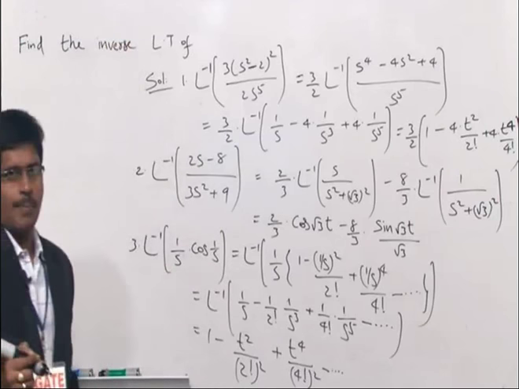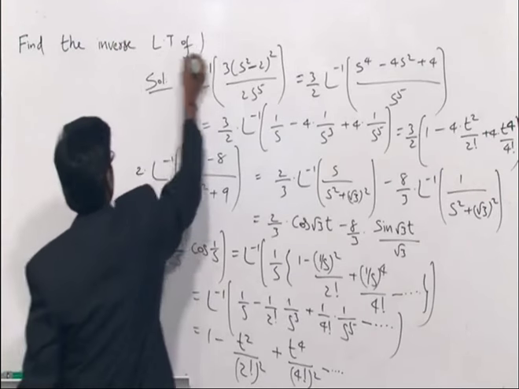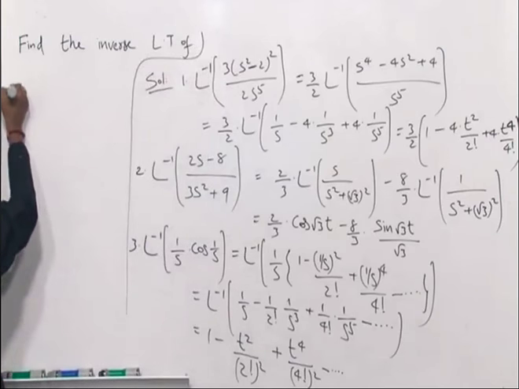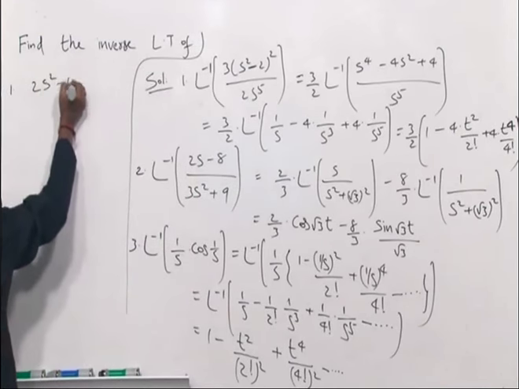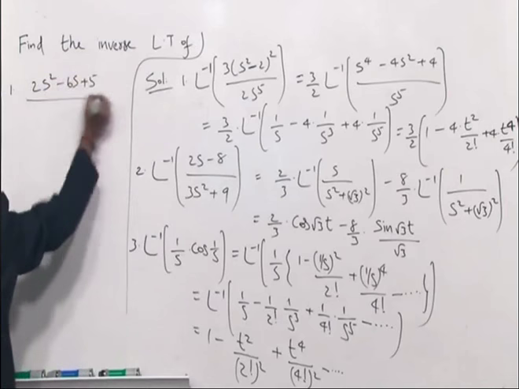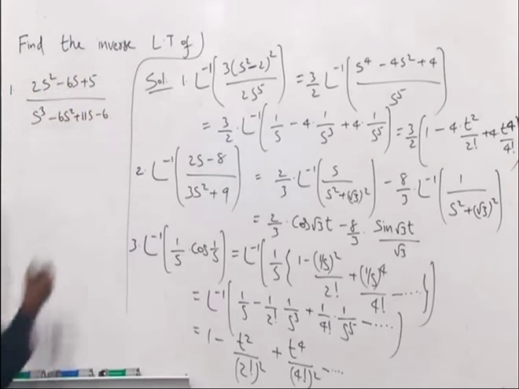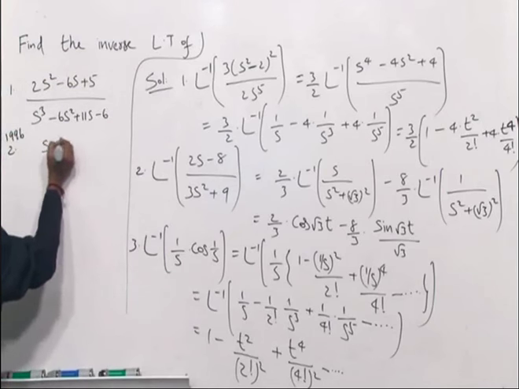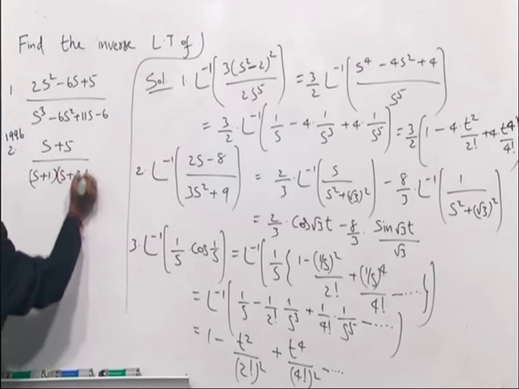Again, find the inverse Laplace transform of: the first one is (2s² − 6s + 5)/(s³ − 6s² + 11s − 6). The second is (s + 5)/((s + 1)(s + 3)).